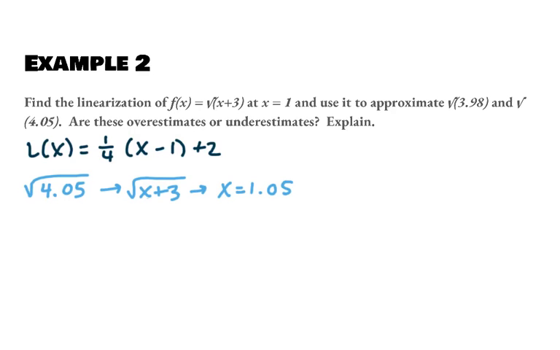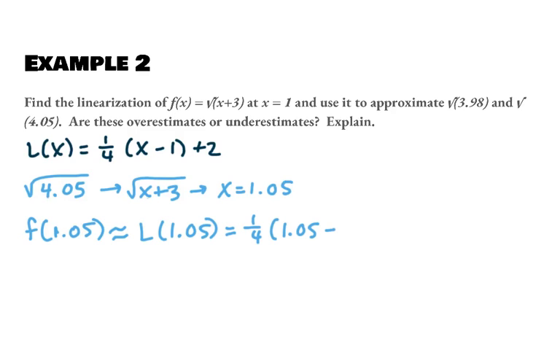Okay, so f of 1.05 estimates to L of 1.05, which is 1/4 times, not x, I get going sometimes, 1.05 minus 1 plus 2. And again, we'll just simply evaluate all of this, and then we will get our linearization model estimate, which in this case comes out to be 2.0125.